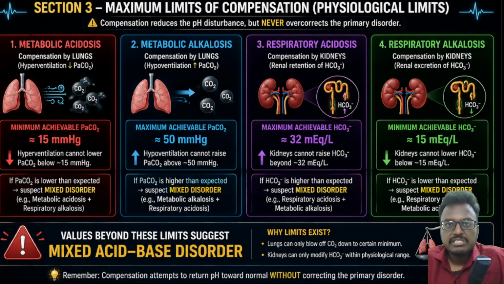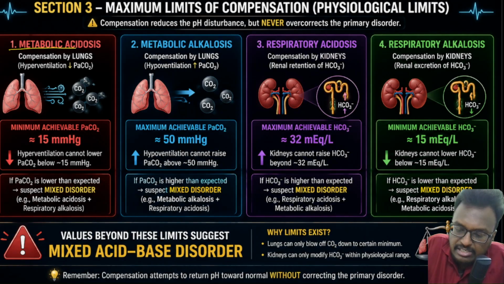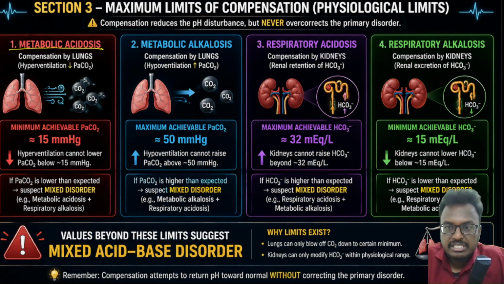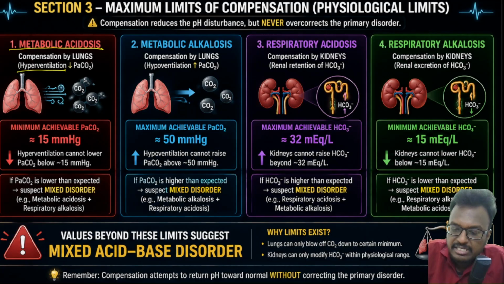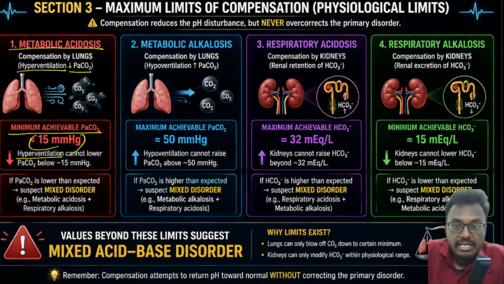The compensatory responses that we have discussed in the previous slide have a certain physiological limit. What do we mean by the physiological limit? Let's understand using metabolic acidosis first. In metabolic acidosis, the compensation is by the lungs. It will create hyperventilation, and because of that, the PaCO2 will decrease. But there is a limit to how much this PaCO2 can decrease. The maximum achievable PaCO2 via hyperventilation is around 15 millimeters of mercury. Less than 15 millimeters of mercury, if you ever see in an ABG report, means we can consider it a mixed disorder. The maximum the lungs can reduce the PaCO2 level is up to 15 millimeters of mercury.